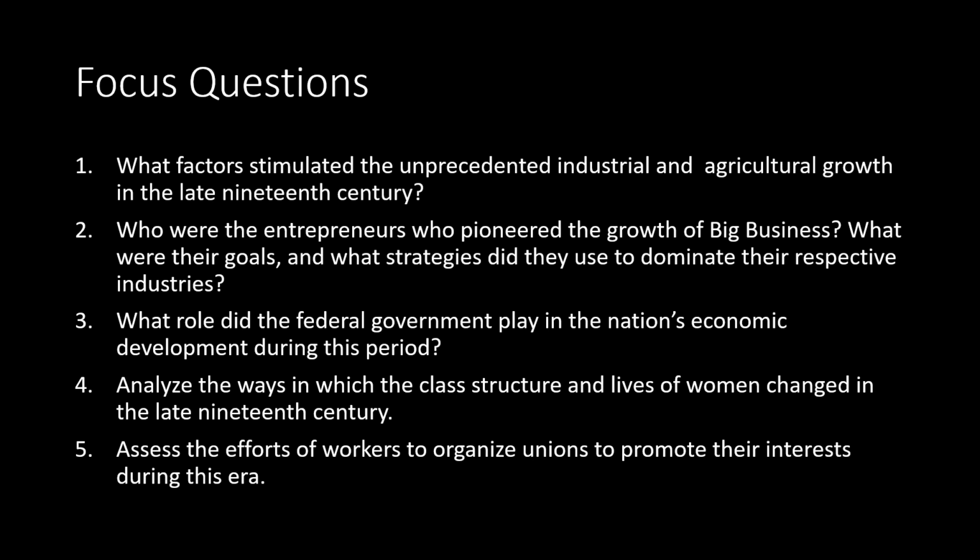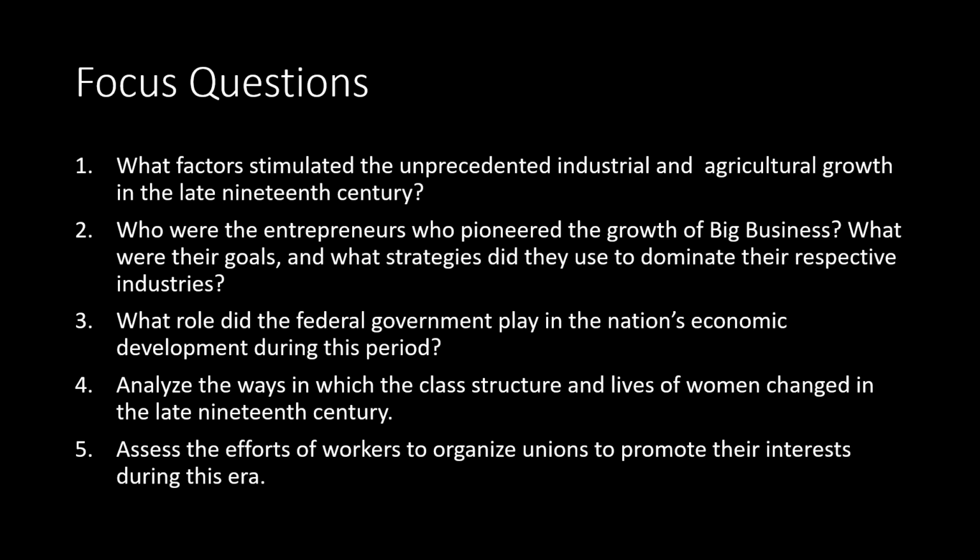1. What factors stimulated the unprecedented industrial and agricultural growth in the late 19th century? 2. Who are the entrepreneurs who pioneered the growth of big business? What were their goals? And what strategies did they use to dominate their respective industry?